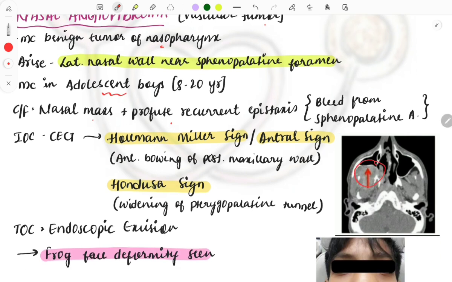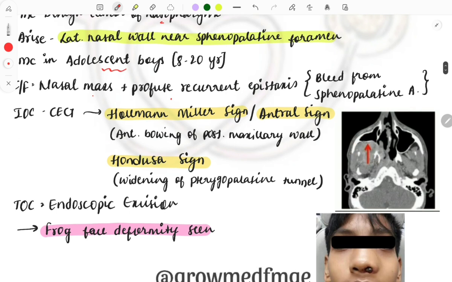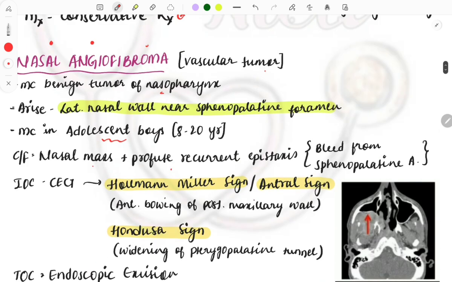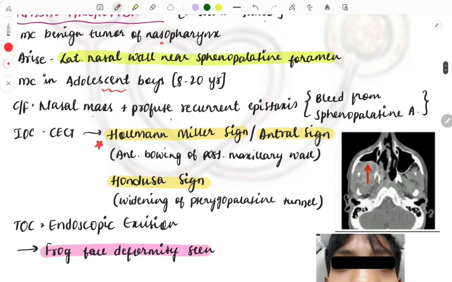this sign, Holman-Miller, anterior bowing of the posterior maxillary wall because of the vascular tumor. So this vascular tumor is pushing this wall towards the front, giving this sign, and this is a hallmark feature. PYQ can be asked, image based question can be asked.